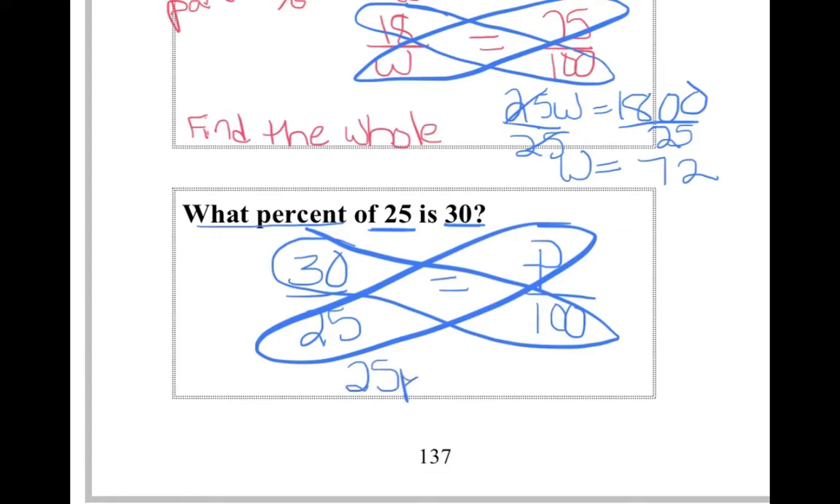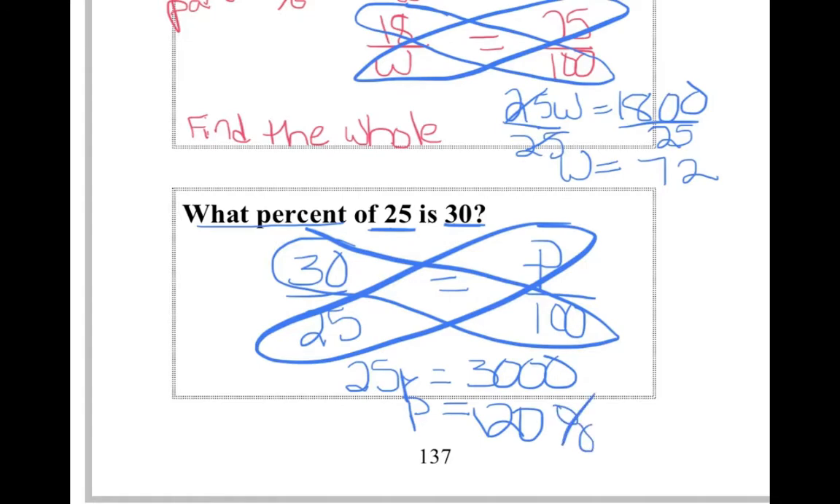25p equals 3,000. Divide both sides by 25, and P equals, what does P equal? Let me get my calculator out and do that, because I can't do that in my head. I probably could, but it'd just take me a little while, so I'm just going to get my calculator out, which I hope you would do too. 3,000 divided by 25 is 120. So 25 is, or I'm sorry, 30 is 120% of 25.